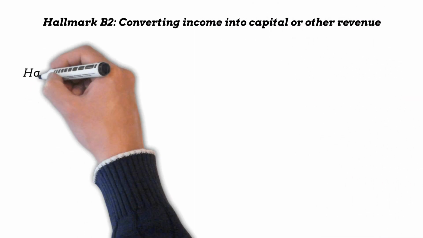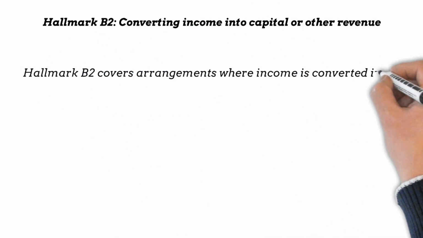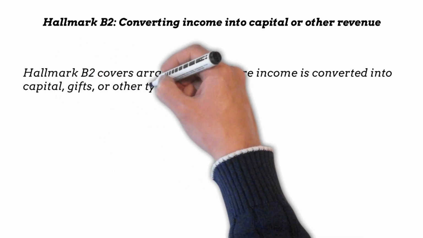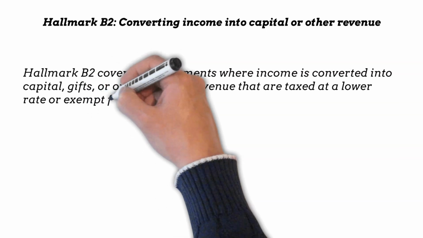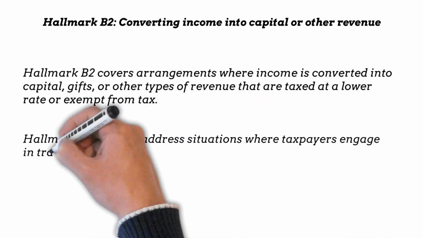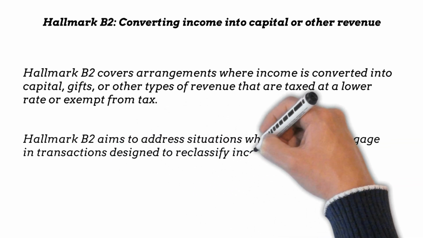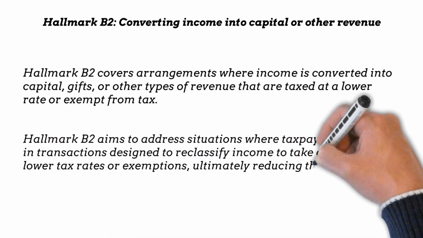Hallmark B2, converting income into capital or other revenue. B2 covers arrangements where income is converted into capital, gifts, or other types of revenue that are taxed at a lower rate or exempt from tax. This hallmark aims to address situations where taxpayers engage in transactions designed to reclassify income to take advantage of lower tax rates or exemptions, ultimately reducing their overall tax liability.